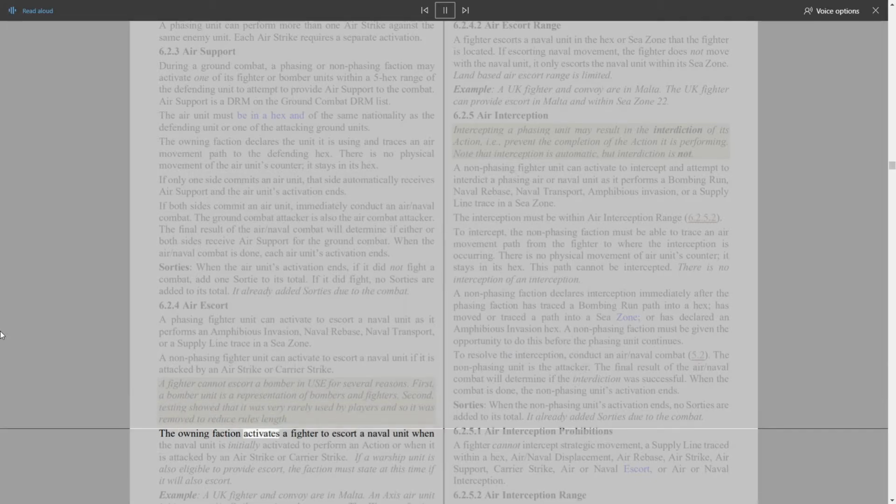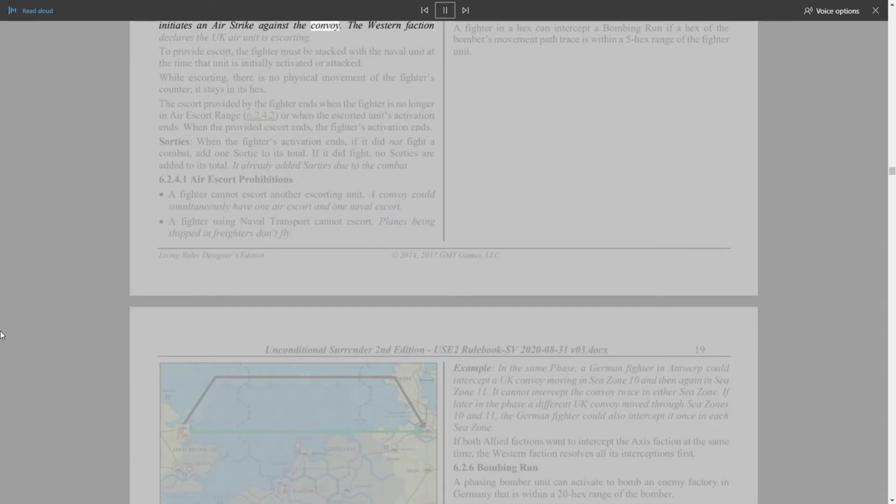The owning faction activates a fighter to escort a naval unit when the naval unit is initially activated to perform an action or when it is attacked by an airstrike or carrier strike. If a warship unit is also eligible to provide escort, the faction must state at this time if it will also escort. Example: a UK fighter and convoy are in Malta. An Axis air unit initiates an airstrike against the convoy. The Western faction declares the UK air unit is escorting.